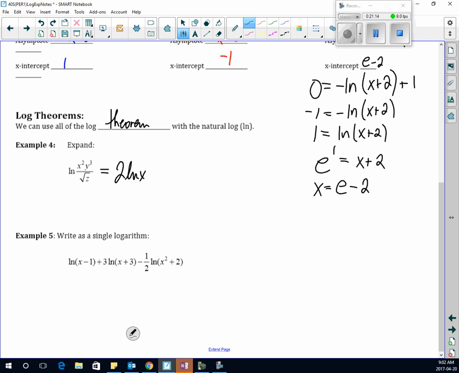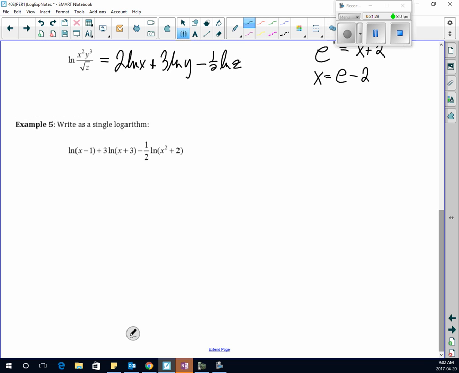Okay, 2 ln x plus 3 ln y minus 1/2 ln z. I'll put a little slash through my z so it looks like a z and not a 2. Okay, now we're going to write this as a single log. So this is going to become ln of what? I'll give you a second if you can find the what.